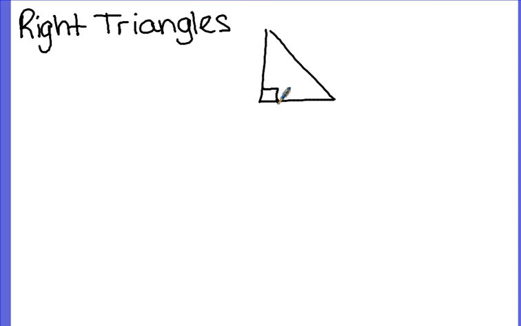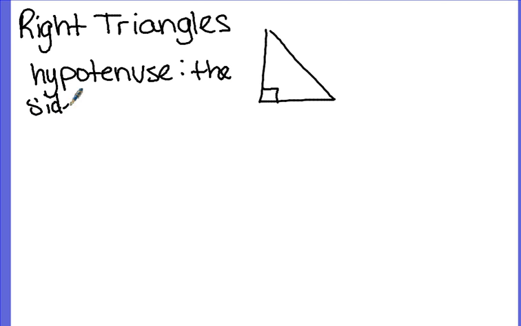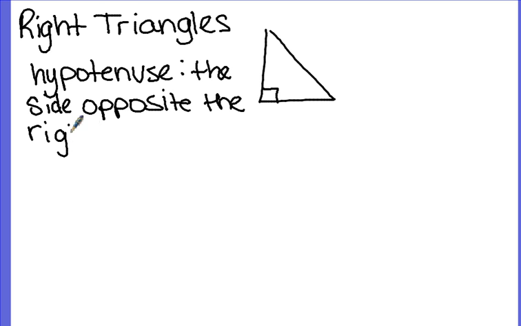the angle opposite the right angle, or the long slanted side of the triangle, is called the hypotenuse. The hypotenuse is the side opposite the right angle. The sine, cosine, and tangent functions all deal in relation to the hypotenuse.